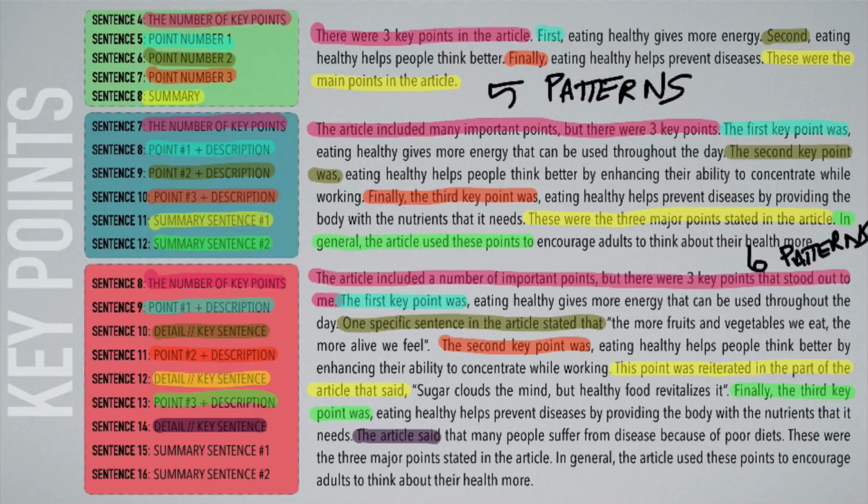Okay, let's keep going. Now we're going to get into the summary sentence number 1. It says, these were the 3 major points stated in the article. Okay, so the pattern is, these were the 3 major points stated in the article. This is exactly the same as the intermediate level. So again, we'll just keep going.